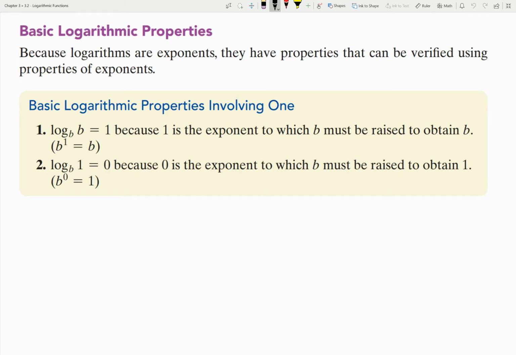So let's look at some basic properties that could help us. Because logarithms are exponents, they have properties that can be verified using the properties of exponents. So the log base b of b is equal to 1, because you're asking yourself, what exponent do I raise something to and have it not change? And so that is 1. Log base b of 1 is going to be 0 because anything to the 0 power is equal to 1. So to change b into 1, we get 0.